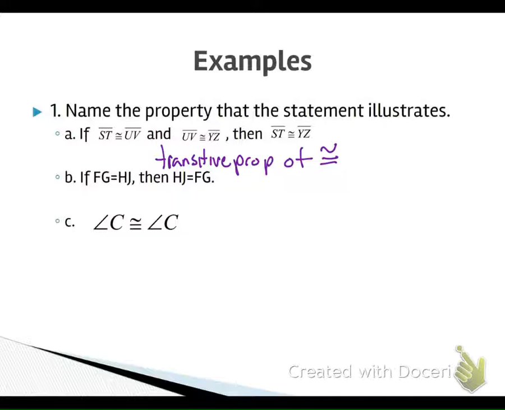Our second one up, we have FG equals HJ, then HJ equals FG. Property: reflexive, transitive, or symmetric? So we see that it's symmetric. That was our second one.